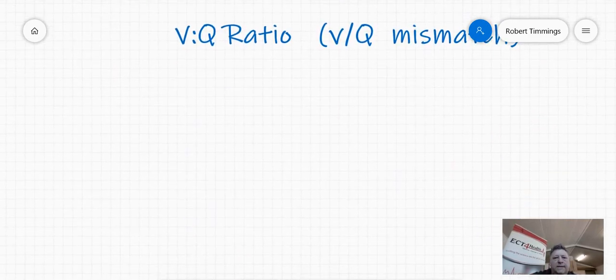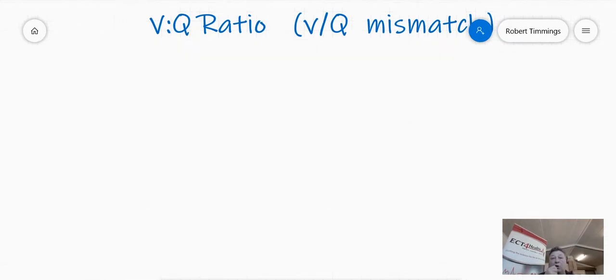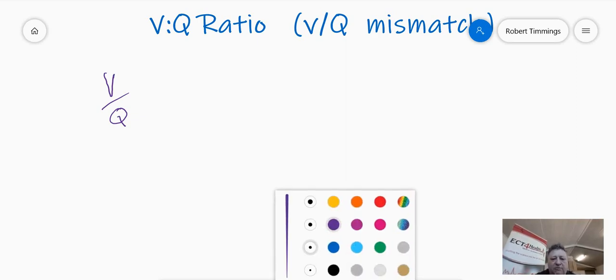A normal VQ ratio is a mathematical ratio, as you can see from the abbreviation, V ratio to Q, which is exactly the same as saying V divided by Q. And a good way to remember V divided by Q is to actually draw the picture of what it is that we're describing when we're looking literally at a VQ ratio.